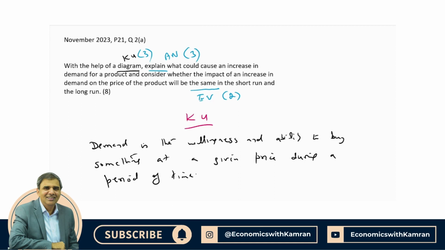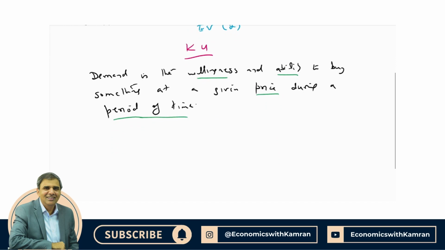Remember, there are 4 key words in this definition. Unless you mention all those 4 key words, you may not get full marks. The 4 key words, I have underlined them with a green shaded pen: willingness and ability, reference to a price, and reference to a period of time. Remember, definition of demand cannot be complete unless you refer to a period of time.